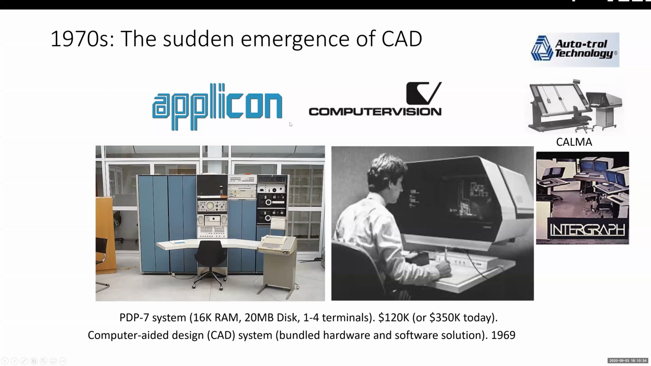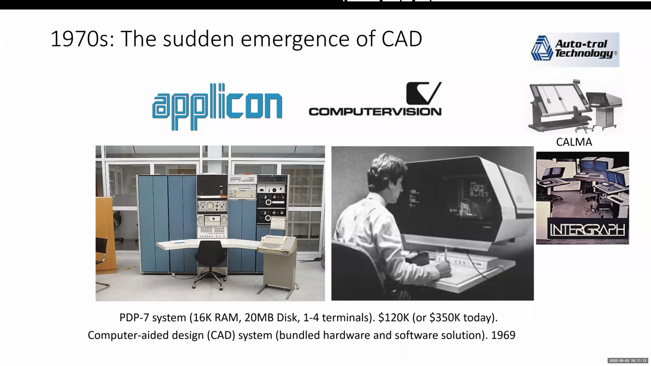Because of that invention, interacting with computers became possible. So in the 1970s, we started to see the sudden emergence of CAD, computer-aided design. It's all because of that computer Sketchpad and the invention of the mouse. And we started to see five companies, Applicon, Computervision, Autodesk, Calma, and Intergraph. Those were the main players at the time producing CAD programs and CAD solutions. Unfortunately, only two of them are still surviving today. Three of them just ran out of business.